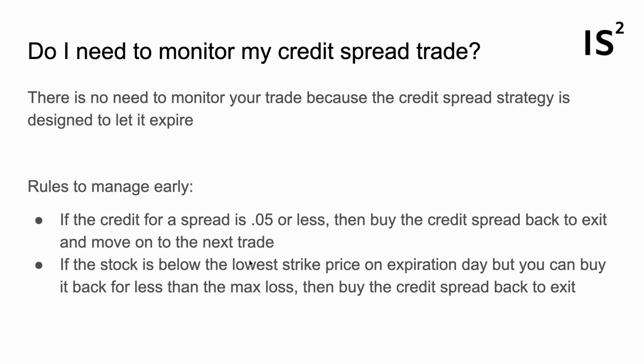For instance, just because it's designed to let it expire, which means you would experience the max loss, doesn't mean you have to, because you can buy it back, especially on expiration day, due to theta. If the credit spread is trading at, let's say, 65 cents and your max loss is 85 cents, then you should just buy it back at 65 instead of letting it expire and experiencing the whole 85-cent loss. So again, we can buy back on expiration day to a certain point and limit our max loss.